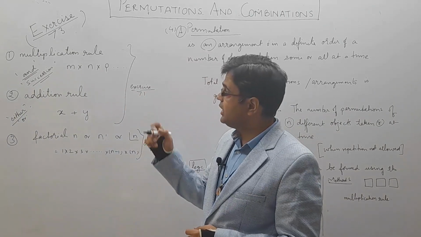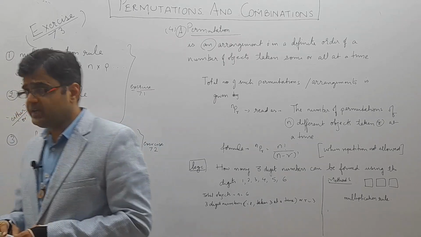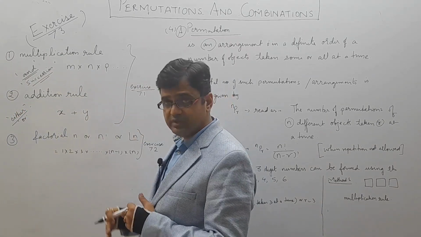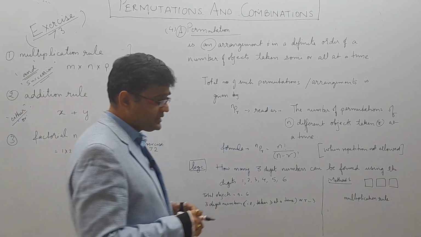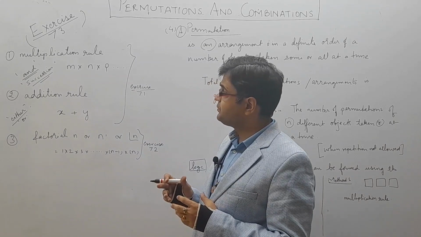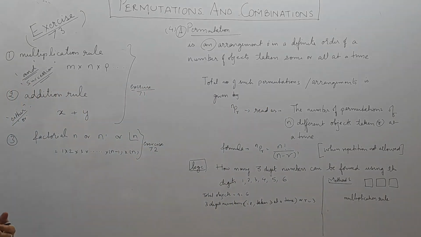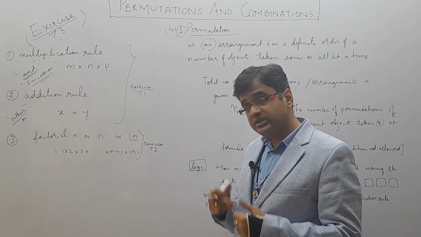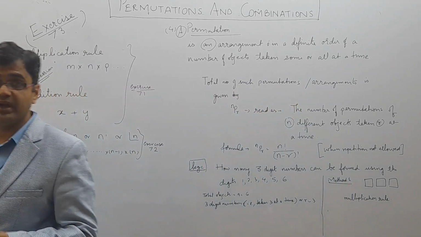In the first video, I told about multiplication rule and addition rule. Now, multiplication rule, I'll tell here about two events, and that will extend to any number of events. The concept tells us that if there are m ways in which an event can occur and following it another event can occur in say n ways, then both the events will occur in m into n ways.